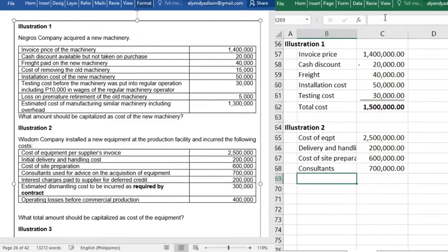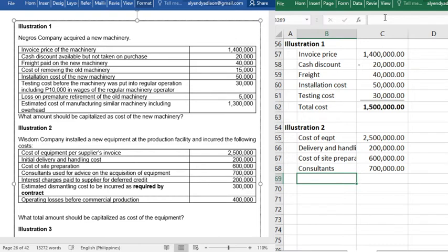700,000. And next, interest charges paid to supplier for deferred credit. Now, take note that the interest charge is not capitalized. Why? Because the equipment is ready for the intended use when acquired. Okay? So, therefore, the interest is not necessary for the machine or to bring the machine to its present location or condition.